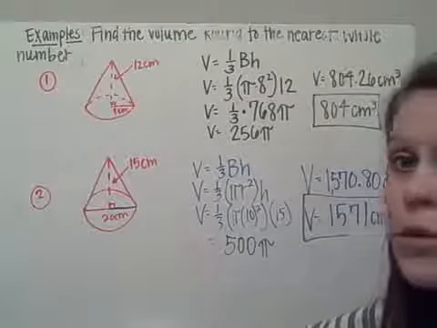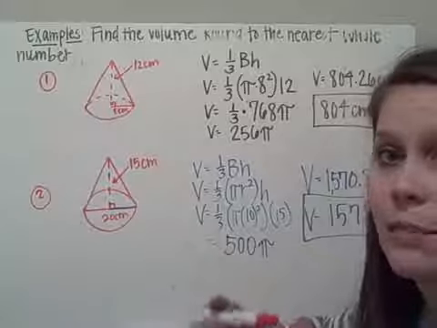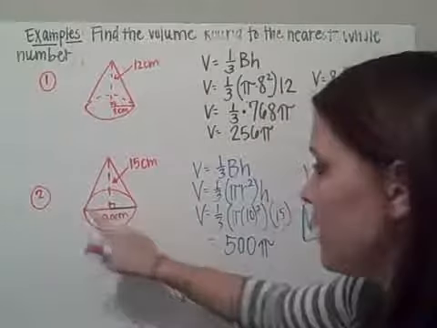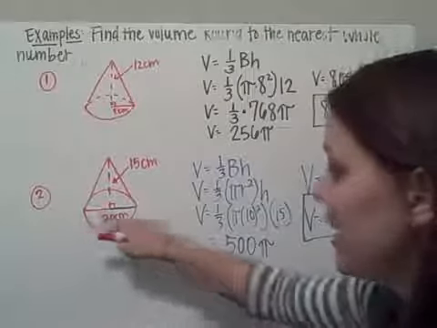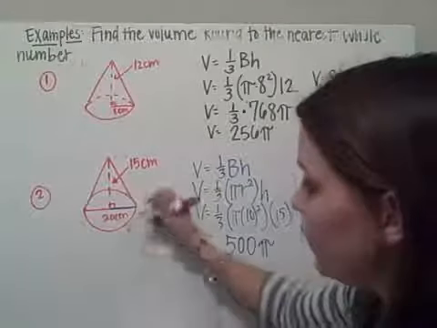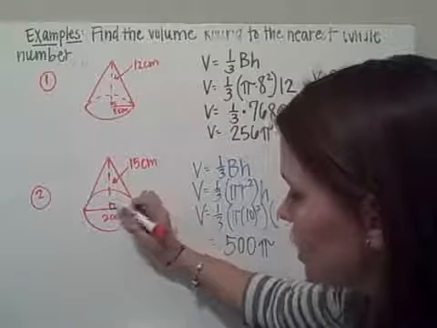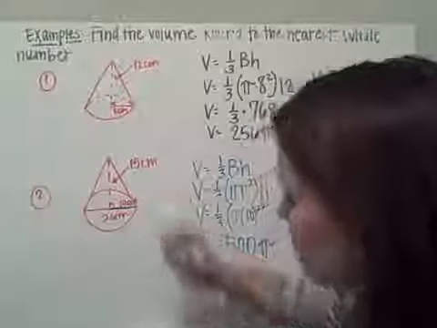Let's look at number 2. It's the 1/3, the area of the base times the height. Well, we have a circle as our base, which is pi r squared. Now, we need to be careful because they gave us the diameter. So, we need to figure out the radius, which is this blue section, half of your diameter. So, our radius should be 10 centimeters.